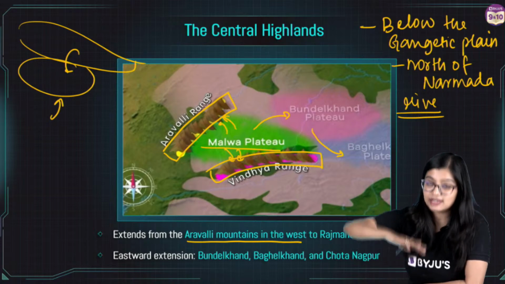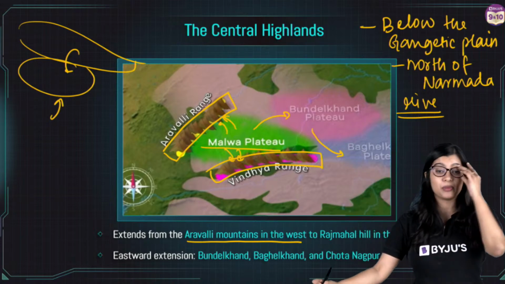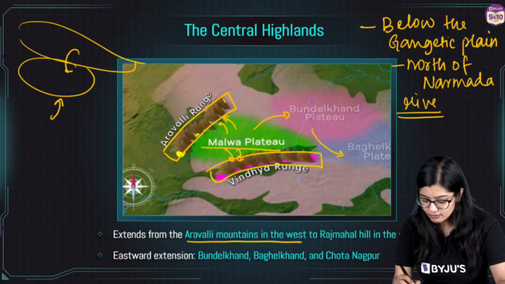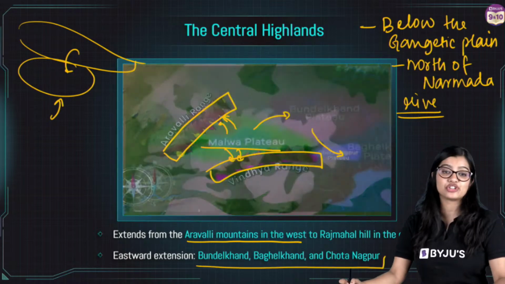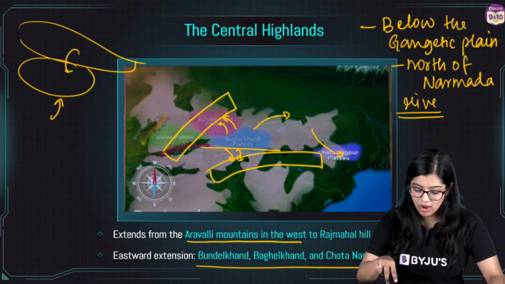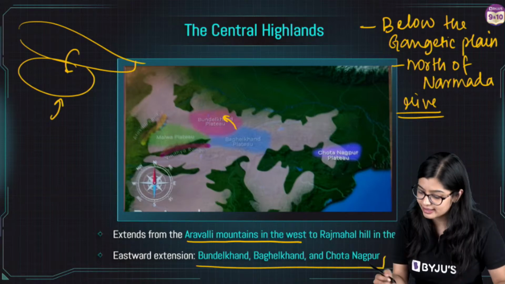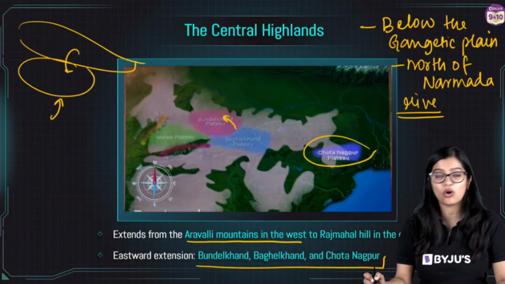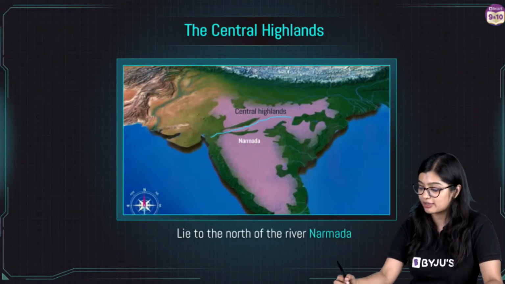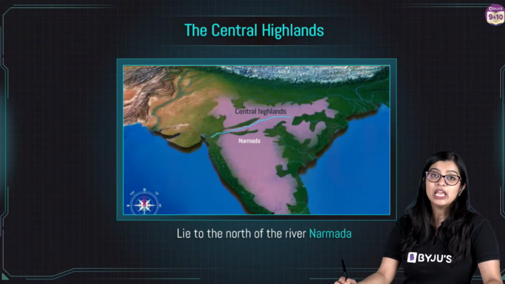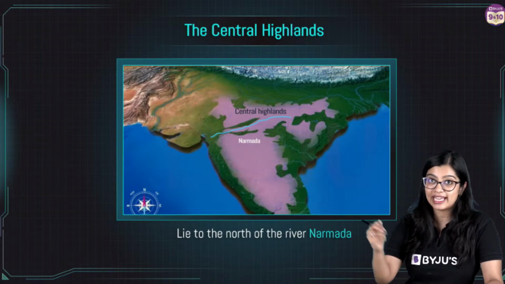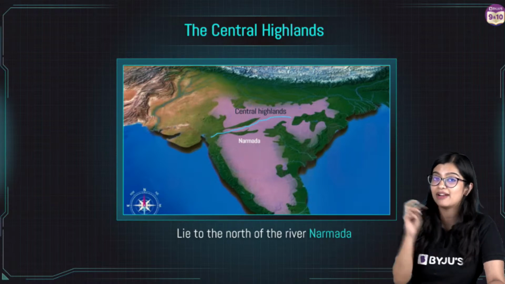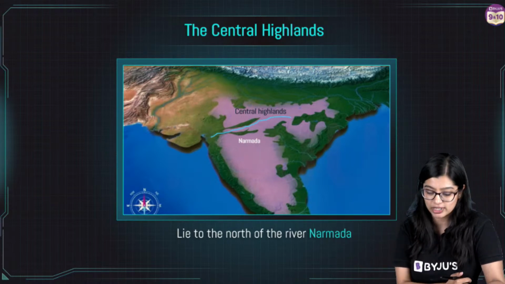And we also see, towards the later part, the Rajmahal hills. So these are all the extensions that are there. Of course, we see that it also extends a little beyond to the Chota Nagpur plateau, and we know that the Chota Nagpur plateau is very important because it is where the Damodar river is, and it is rich in mineral sources.